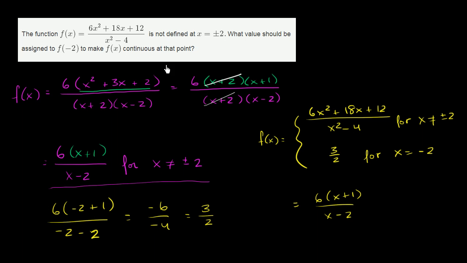But just to answer their question, what value should be assigned to f of negative 2 to make f of x continuous at that point? Well, f of negative 2 should be 3/2.